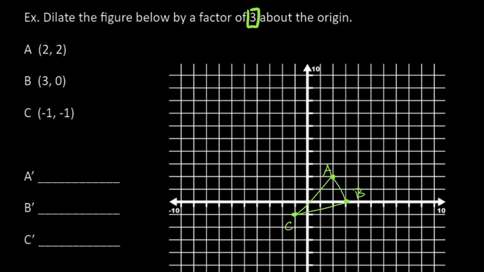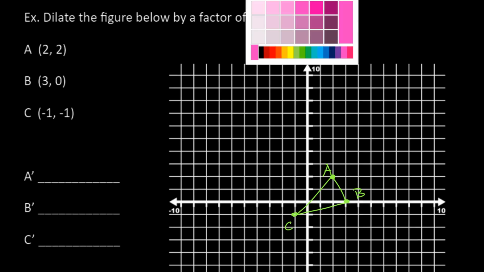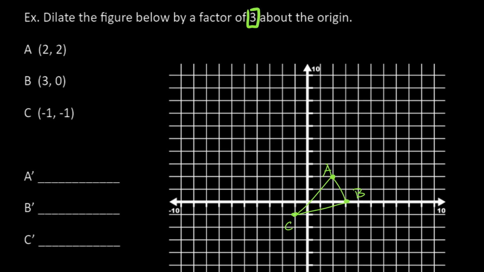And we're being asked to dilate this by a factor of 3. How would we go about doing a dilation here, Fargo? Beautiful. We're multiplying everything by a factor of 3.